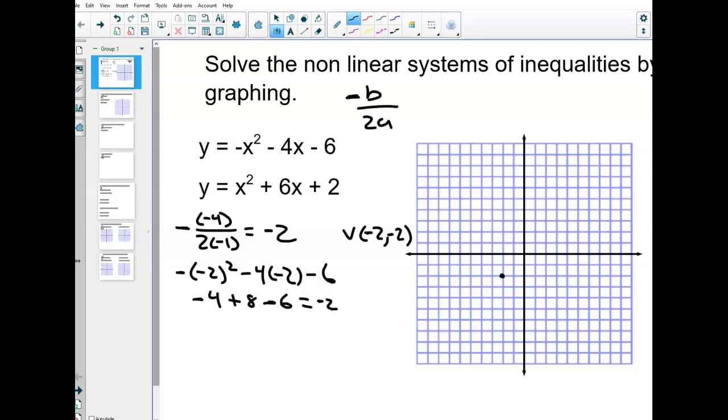If I plug 0 in for x, I get negative 6. Now, I feel like for the most part, most people are okay with here. The common question I get is, how do I get this point over here on the other side? My advice is from the vertex, if it helps you, draw a very light line of symmetry. I went 2 to the right here, so now I got to go 2 to the left. And my third point is negative 4 and negative 6.